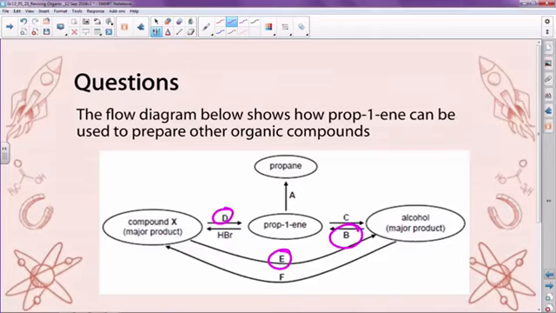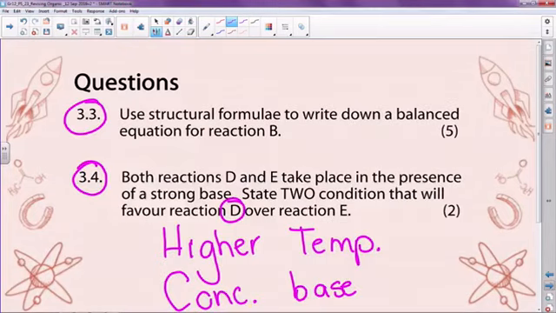Now, for reaction B, that was quite easy. That's the alcohol becoming your propene. Hopefully, you wouldn't have too much of a problem with that. Please just remember, though, that one of your products has to be water, not just the propene.